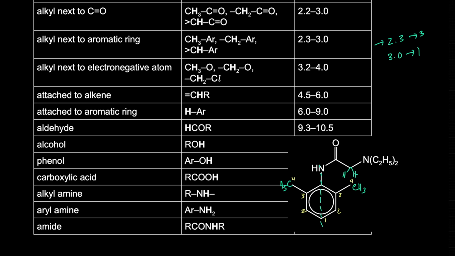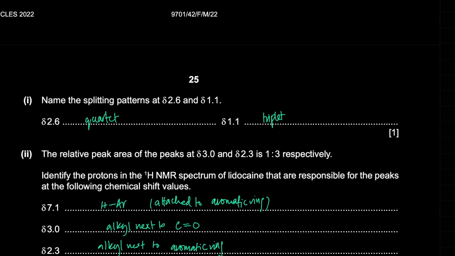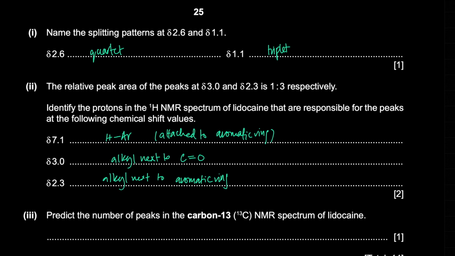That's 4. Then you have this one, which is the fifth, then this one, which is 6, then 7. And then you have 2 ethyl groups which are identical. Each ethyl group has 2 non-identical carbon atoms, and both ethyl groups are identical. So we have 7 plus 2, which is 9. So we have a total of 9 different peaks in the carbon-13 NMR spectrum.